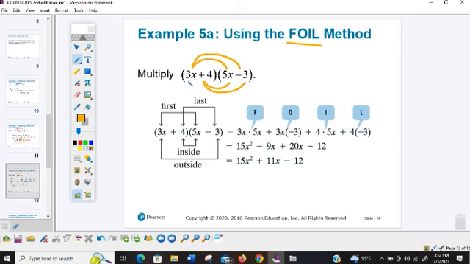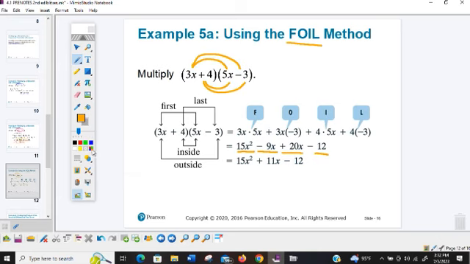last. So when I do my first, 3x times 5x gives me 15x squared. My outside, 3x times negative 3 is negative 9x. My inside, 4 times 5x is positive 20x. And my last, 4 times negative 3 is negative 12.